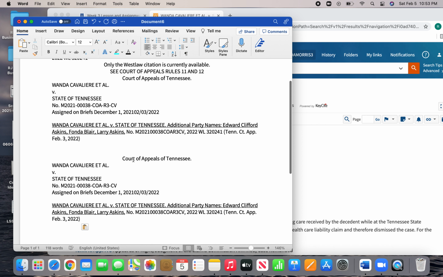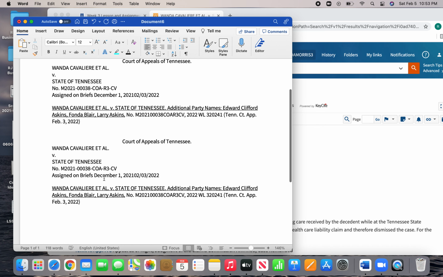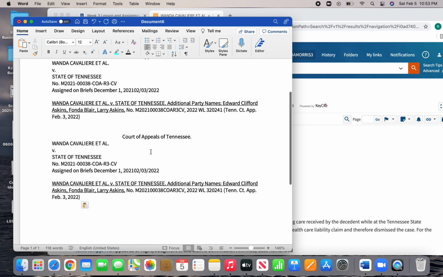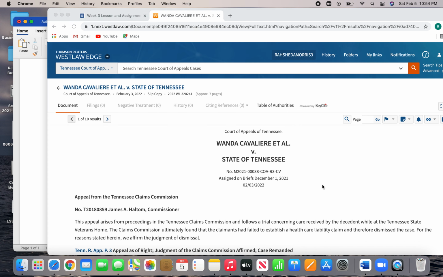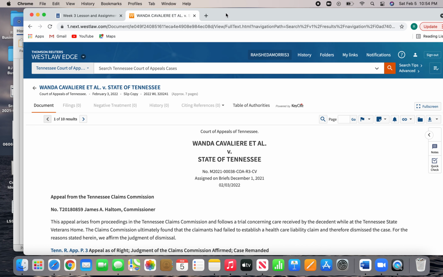It shows the case that we're doing, which is the case out of Tennessee Court of Appeals, Wanda Calvary et al. versus State of Tennessee. It shows the case number here, and this is actually the full citation, so that's very good. One thing that I really love about Westlaw is that it will give you that just by copying with those references. That pretty much tells you the jurisdiction, everything that you need to know, and where the case is also being held.